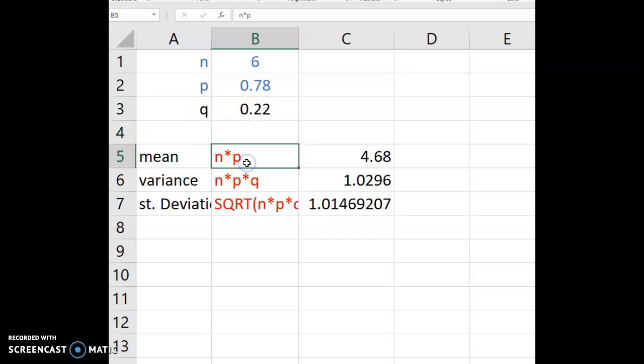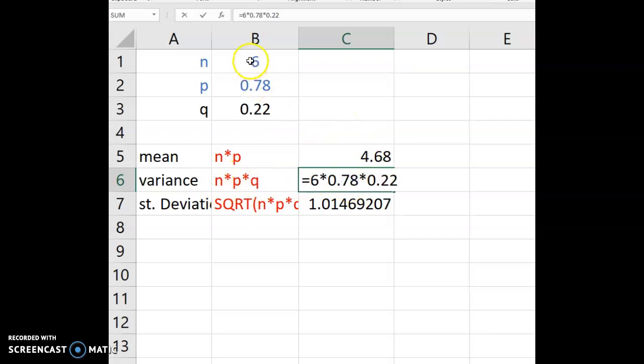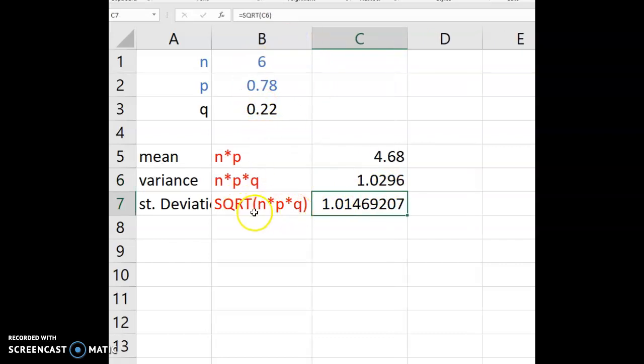So the mean of our distribution here would be n times p, which gives you 6 times 0.78, which gives you the mean there. The variance, n times p times q, is the formula. So multiply those values together to get the variance. And then the square root of the variance is the standard deviation. So take the square root of n times p times q, or the square root of that answer you just got for the variance, and you get the standard deviation.